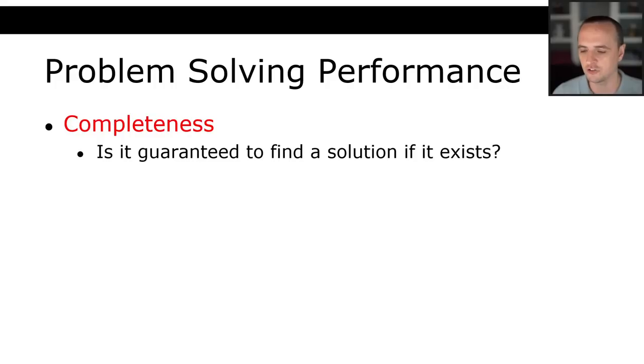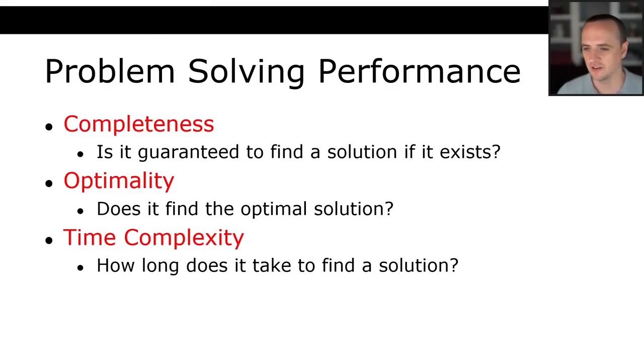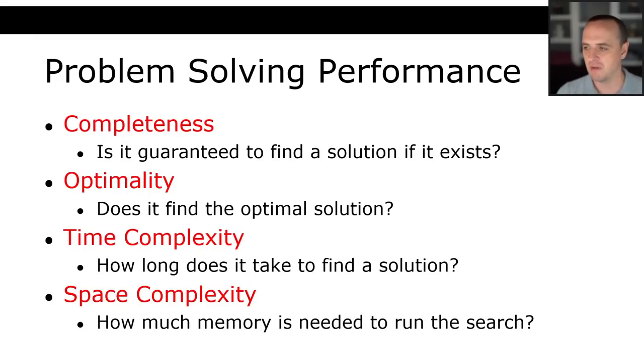The first one, and probably the most important, is called completeness. Is our algorithm guaranteed to find a solution if a solution exists? That's a pretty important thing. Optimality: if it does find a solution, is it the optimal solution, meaning does it have the lowest cost? Time complexity: how long did it take to find that solution? And space complexity: how much memory is needed to run the search? So these are the four very important exam questions, right? This will be asked on some exam at some point about problem-solving performance.